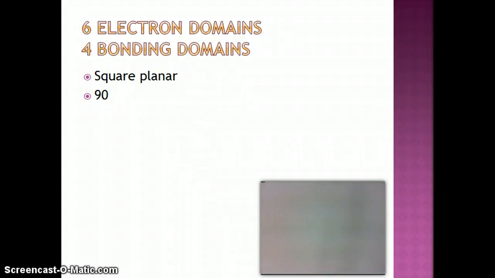So now let's do the next one, 6 and 4. What does that look like? So that's just a square. Square, and it's flat. So in geometry, when it's flat, we call it planar. Right. And again, the bond angle is 90 degrees. And then the last one we have is going to be 6 and 3. What does that look like? That looks like the letter T, just like the one that we had with 5 and 3. It's the same thing. What's the bond angle there? 90 degrees.